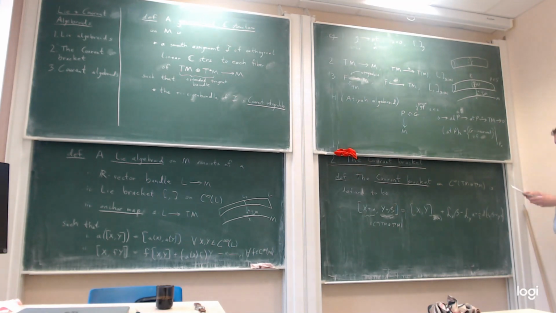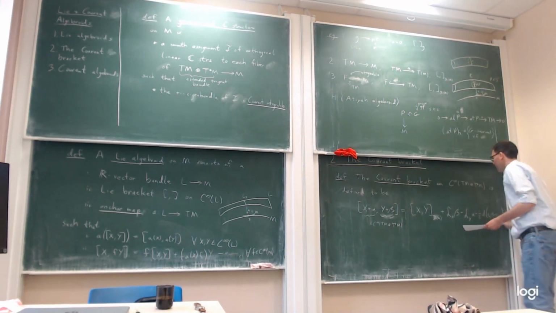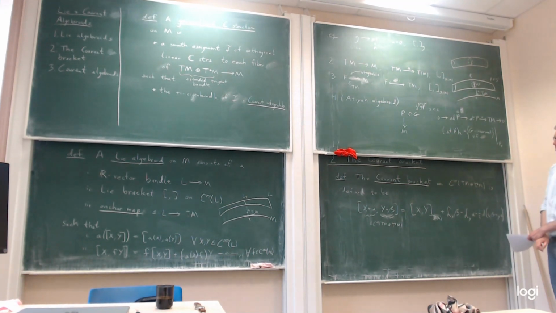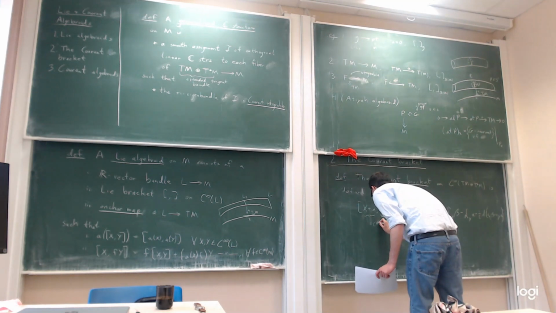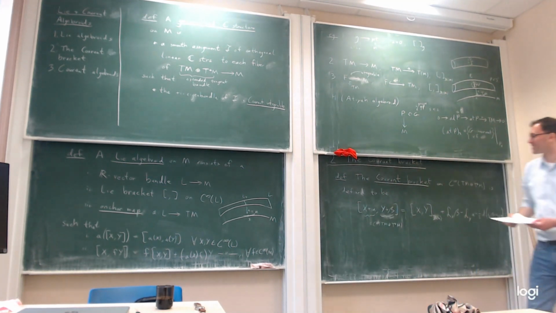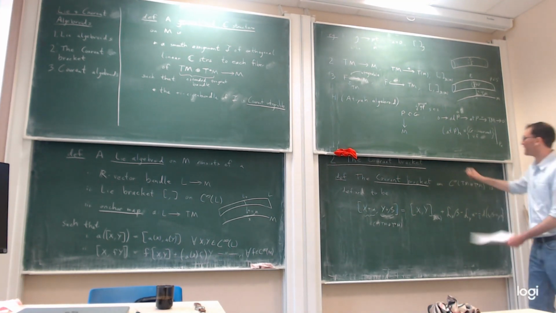Okay, so this is the definition of the Courant bracket. In my mind, being also new to this, it is almost maximally opaque as far as the definition goes. Opaque, the opposite of clear.